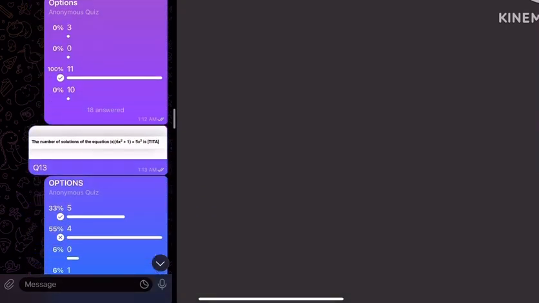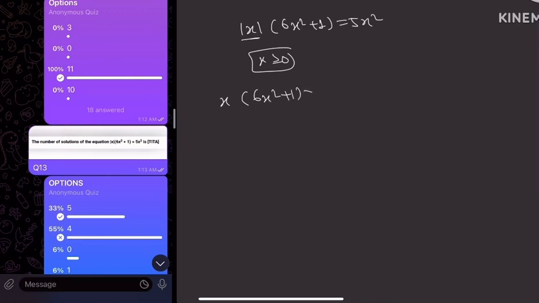Next one, let us check the number of solutions satisfying. Okay, so mod x, very standard question. This is a past CAT question as well. So let us make two cases, x greater than equal to 0. So first case, this can be written as x into 6x square plus 1 equals 5x square.